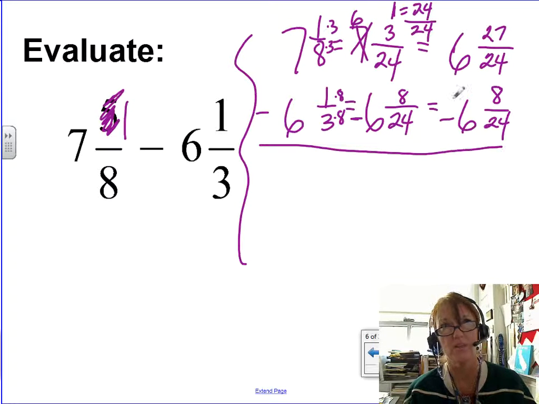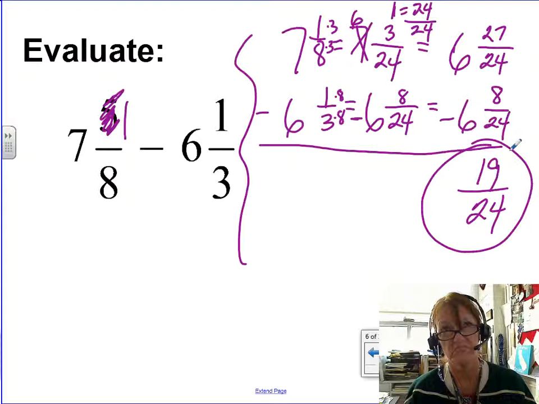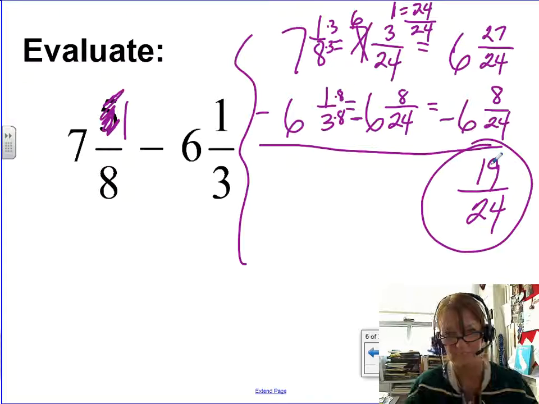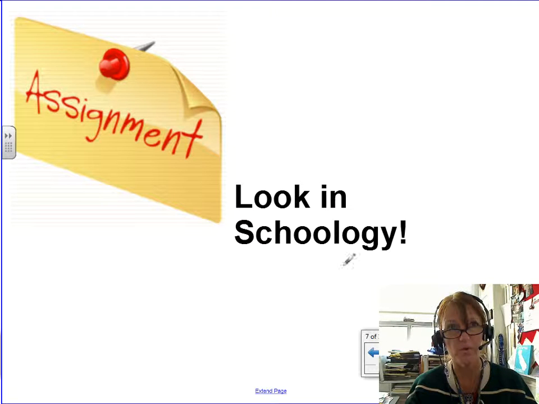Nice! 27 minus 8 is 19. 6 minus 6 is 0. You don't have to write the 0 in front. Just leave it as the fraction. 19 24ths. It's in simplest form. Nice. All right.